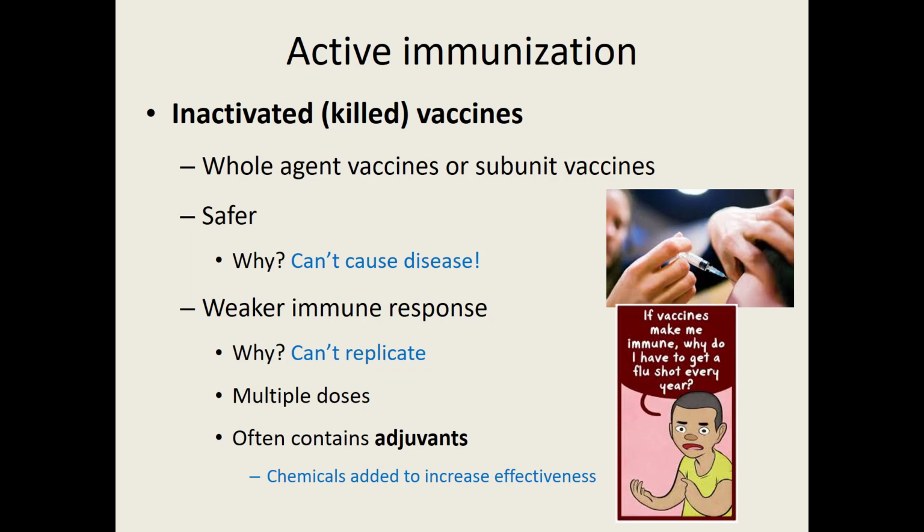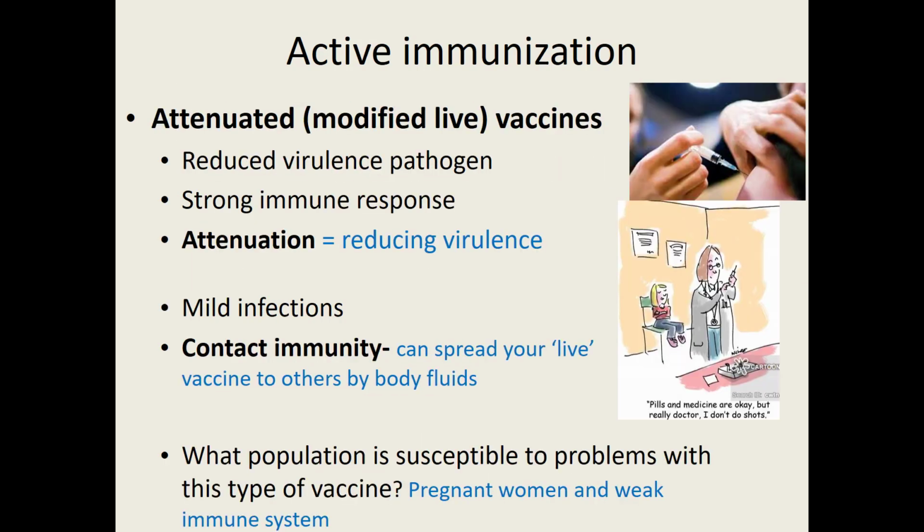Main reason is these things can't replicate in the body. If you're given one of these modified live vaccines, we're putting a live organism in the body. And as your body fights it off, this living organism is still going to reproduce. So your body is mounting a really strong response because you've got multiple things and they're growing. And so you need a big, strong immune response to fight it off.